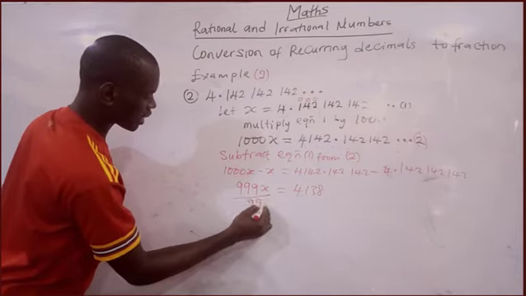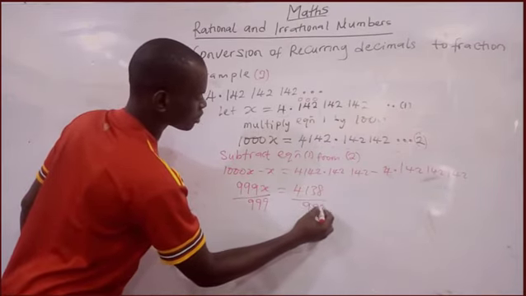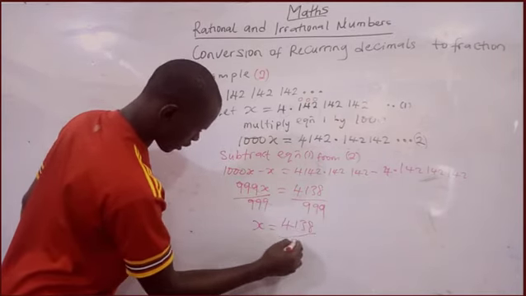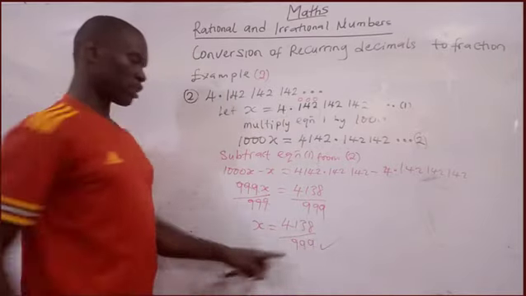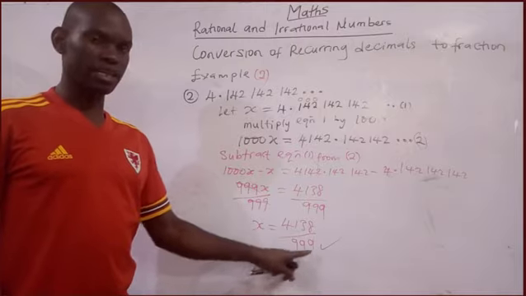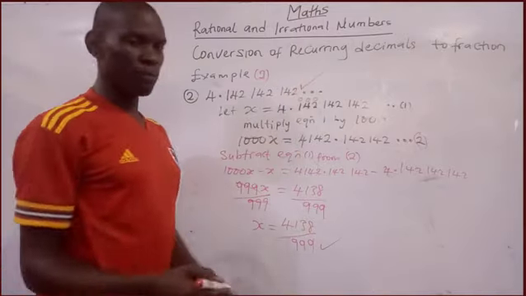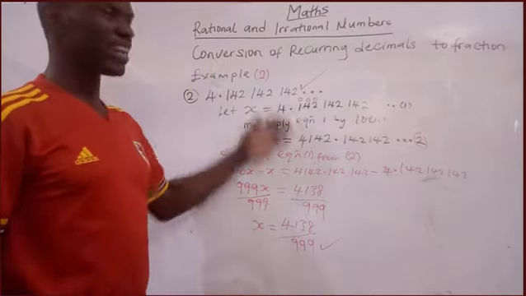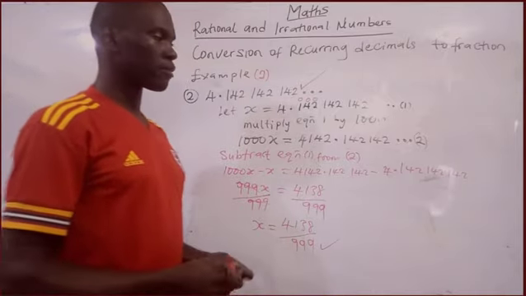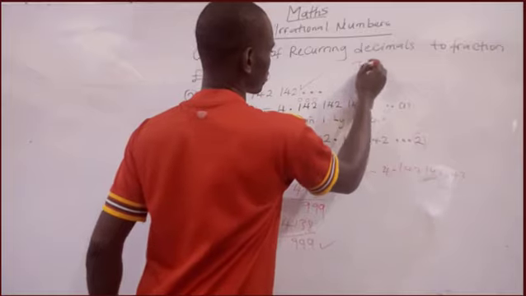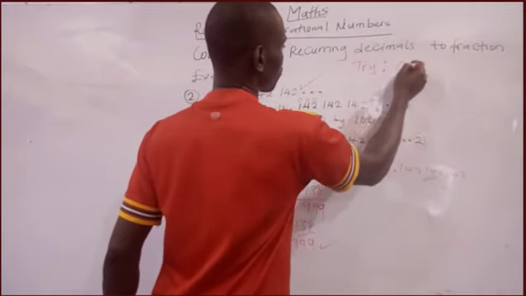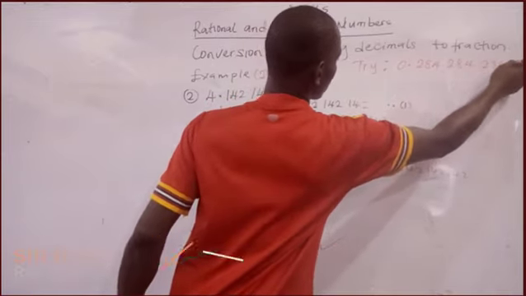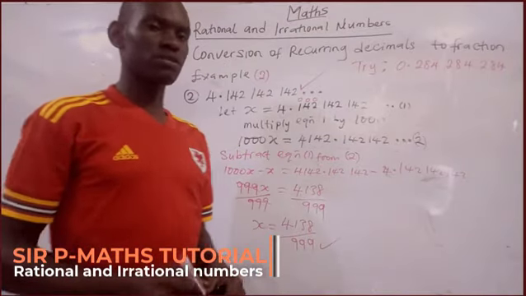Therefore, I will divide by 999 in order to make x the subject. This will cancel it. Therefore, my x is equal to 4138/999. Use your calculator: 4138 divided by 999 will give me this value, 4.142142142 recurring. This is how we find the fraction of a recurring decimal. I'll give you this one to try: 0.284284284 recurring. Try this and prove it for yourself.